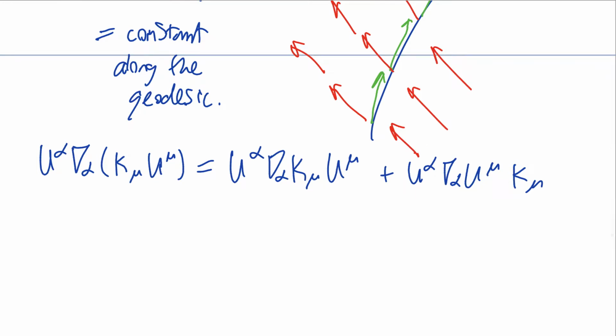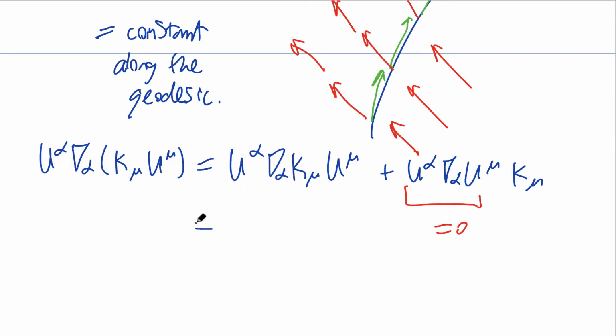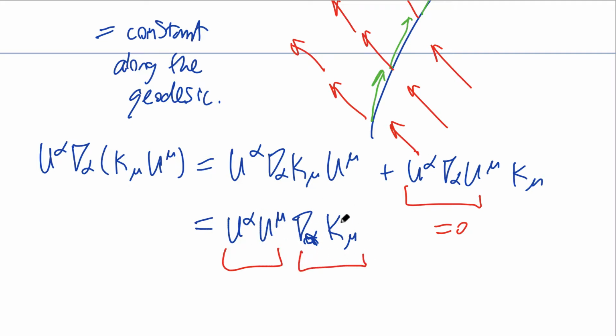Of course, this is just the acceleration, which is equal to 0 because the world line is a geodesic. What remains is u^α u^μ ∇_α k_μ. Now notice what we have here: u^α u^μ is a tensor that's symmetric under interchange of α and μ. So we can swap α and μ and it doesn't make any difference. On the other hand, this factor, ∇_α k_μ, is antisymmetric under interchange of α and μ.